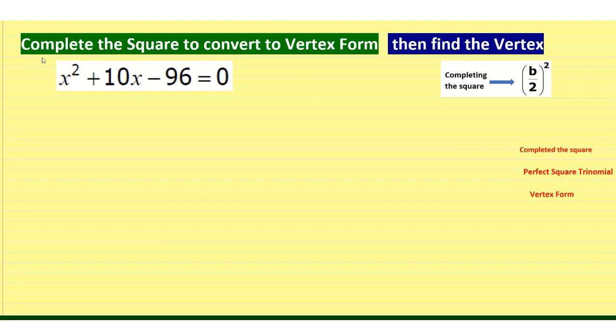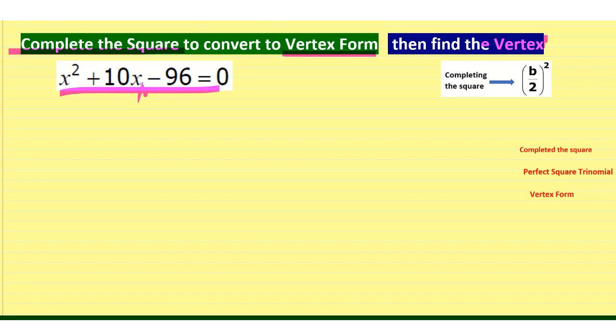Hello, this is Charlene. We are going to complete the square of this quadratic, and we're going to convert it to the vertex form, and then we're going to find the vertex of our parabola, which is the shape of a quadratic. So let's go ahead and get started.